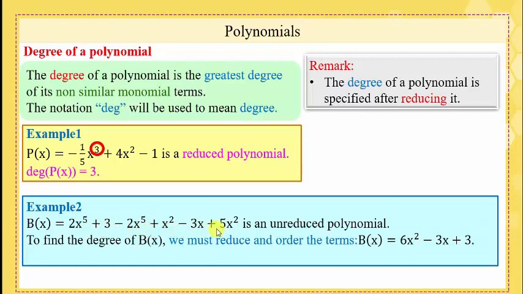And then we reduce plus 5x squared with plus x squared to get 6x squared. We put minus 3x because we haven't a monomial similar to it. And then we put plus 3 and we arrange it in descending order because we put from the greatest degree to the smallest degree. The degree of b in x is 2 because the degree of a polynomial in one variable is the greatest exponent of this variable.